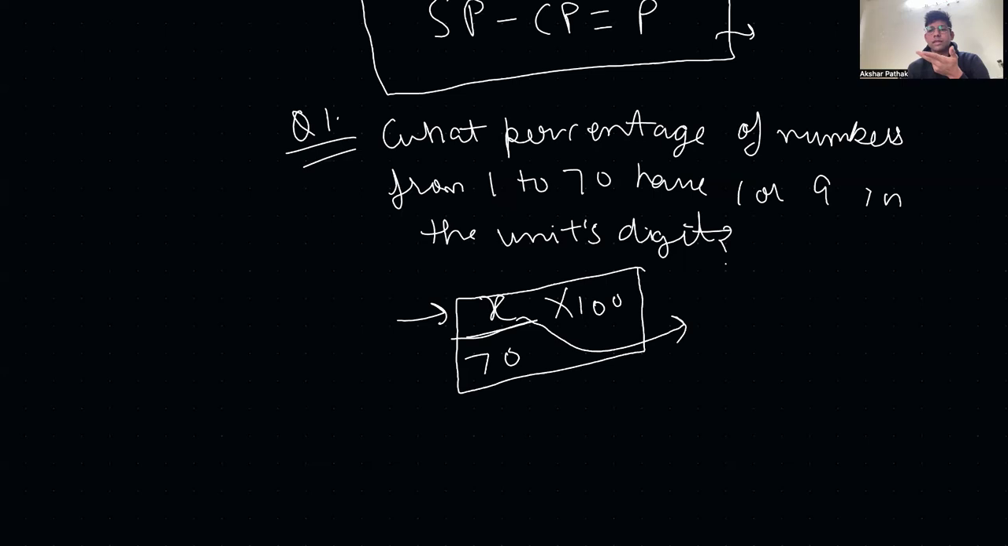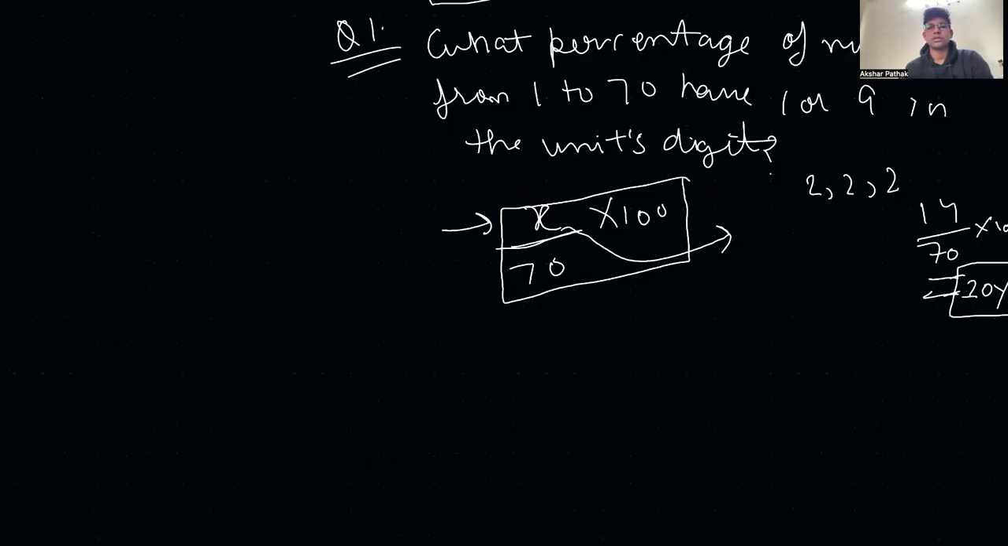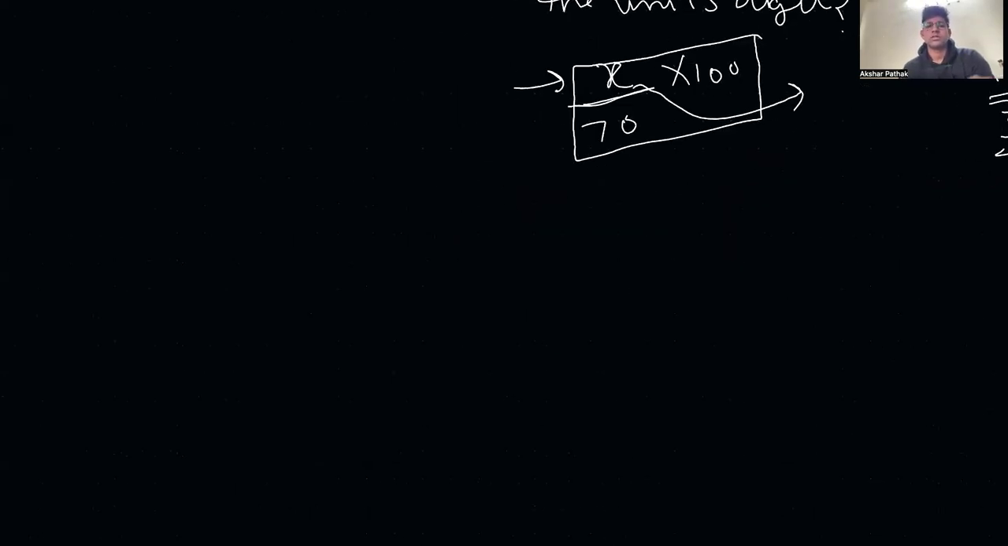21 to 30, 2. Up till 30, we have 2 plus 2 plus 2. So up till 70, we'll have 2 multiplied 7 times. So 14 by 70 into 100. So 20% should be your answer. If I did anything wrong, you can just comment, or you could solve it on your own. So this was a very basic question, like how to use percentage.